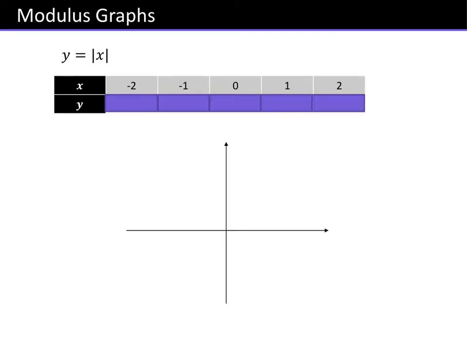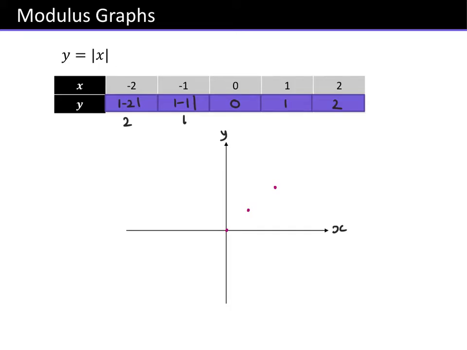When we substitute in values, if y equals x, we'd get y equals x, we get 0, 1, 2. Okay, but we have y equals modulus x, which if we take the modulus of minus 1, we actually get 1. And if we take the modulus of minus 2, we actually get 2. So if we were to draw this graph, we have our x and our y. Okay, we have 0, 0, 1, 1, 2, 2.